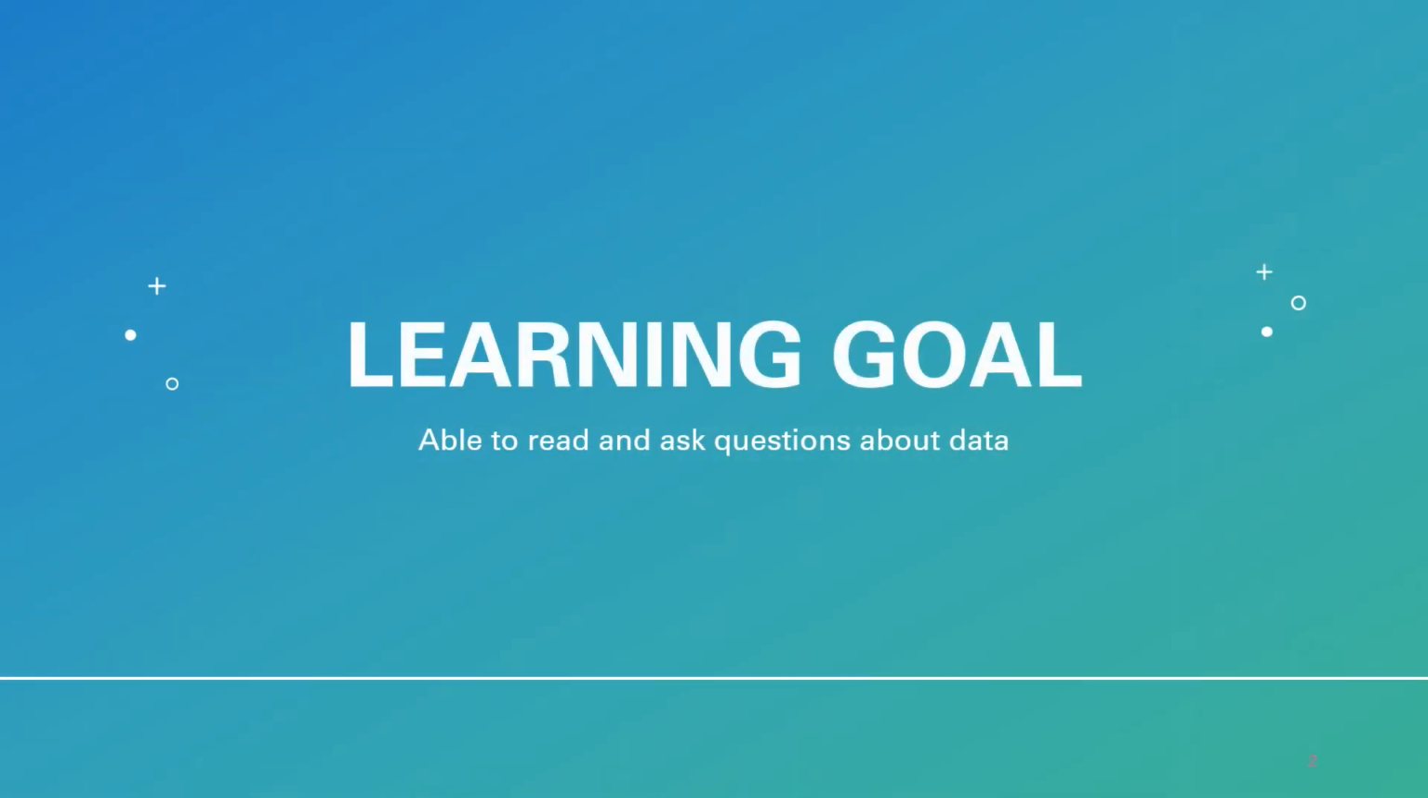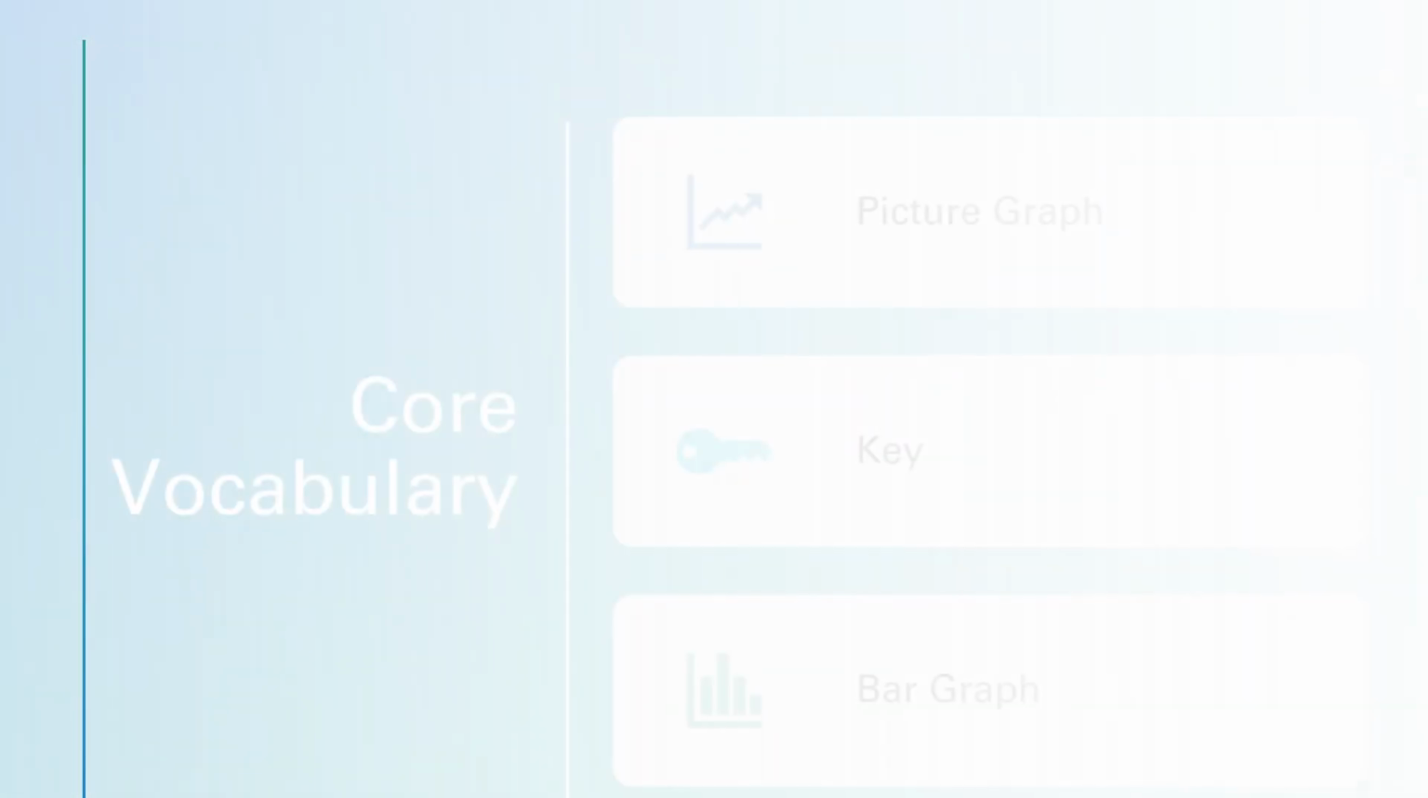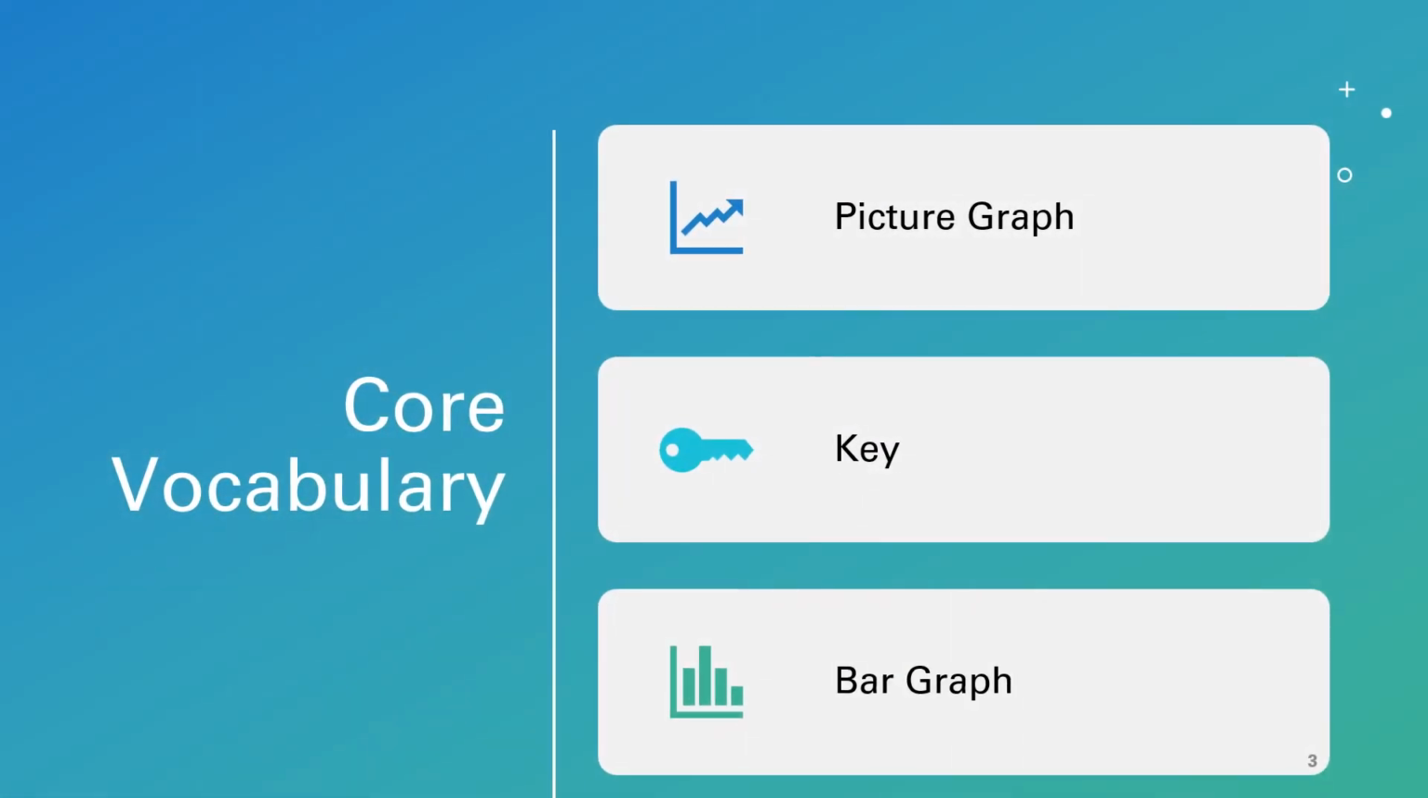Lesson 1. Make sense of data. Today you learn to read and ask questions about data. You will be able to interpret picture graphs and bar graphs to generate questions, orally and in writing, about the data. These are core vocabulary we will learn in today's lesson: picture graph, key, and bar graph.